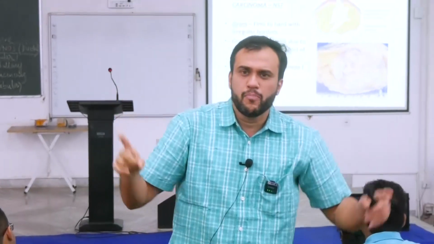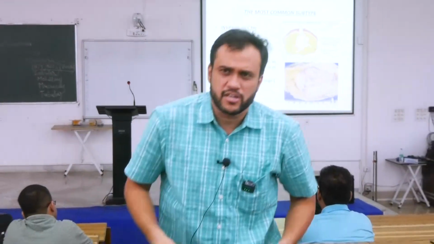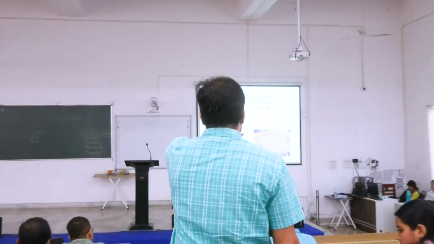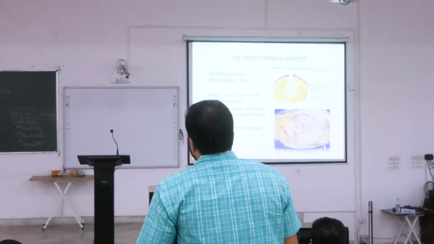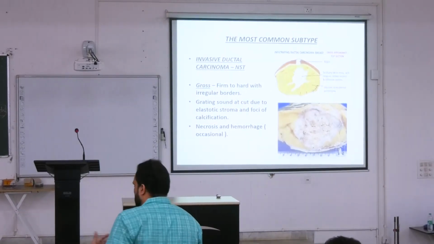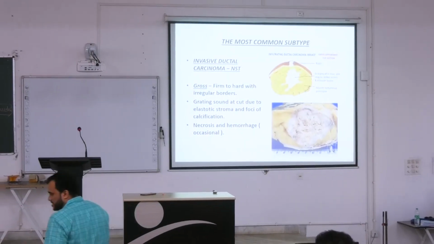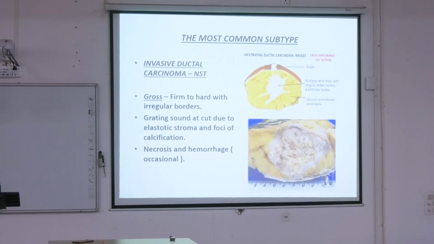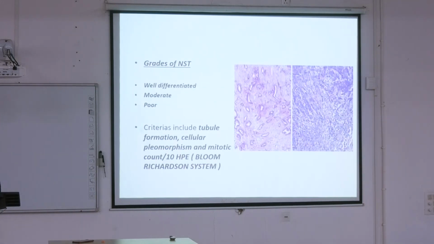They may have an irregular border. Very rarely they have a well circumscribed border. Most commonly they have an irregular border. They are firm in consistency with irregular border. Okay, and they produce a grating sound, which I just told you. Sometimes they may present with areas of necrosis and hemorrhage, depending on the stage when the tumor was discovered. If it's an advanced stage, it may produce areas of necrosis and hemorrhage, but it's occasional.